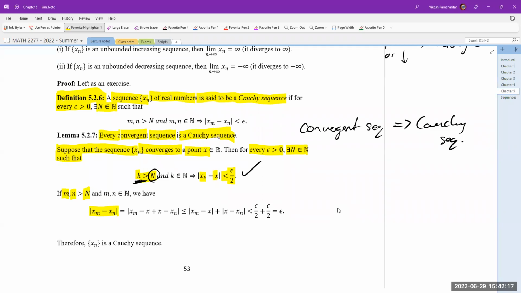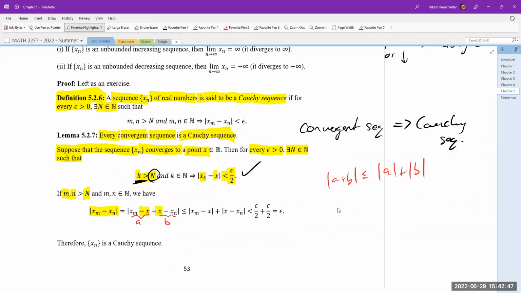So what I could do in here is play this little trick where I add x and I subtract x, so I don't change anything. And then I use the triangle inequality. Remember the triangle inequality? Mod a plus b is less than or equal to mod a plus mod b. I use that. So this guy here is a, this guy here is b.